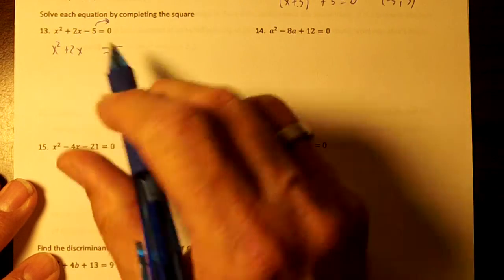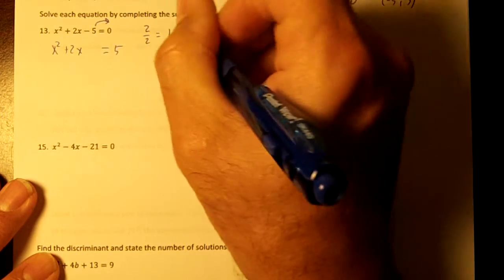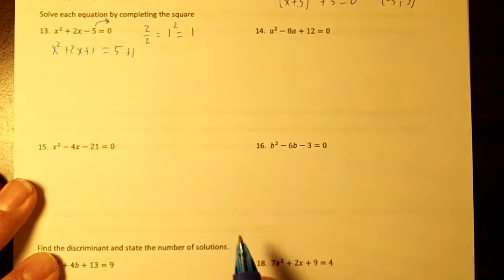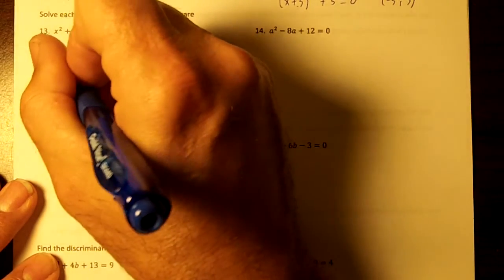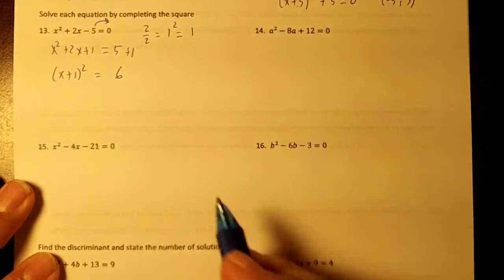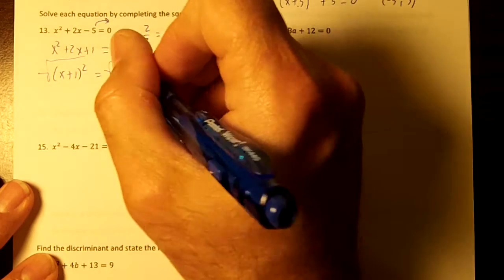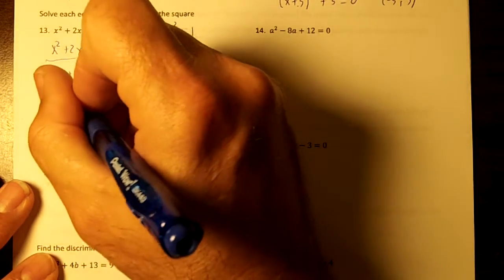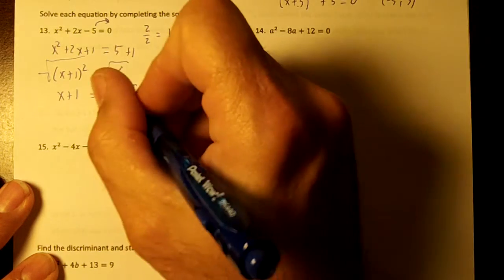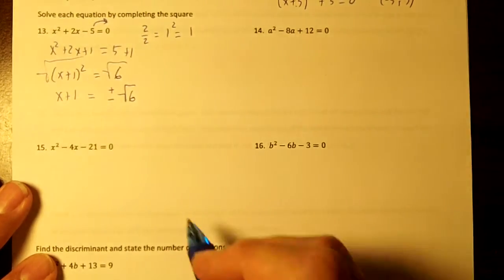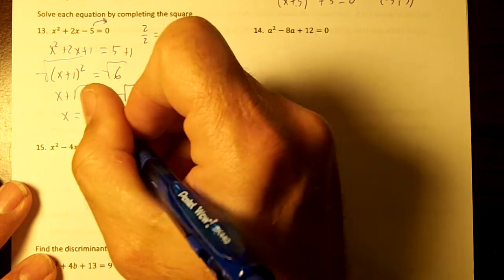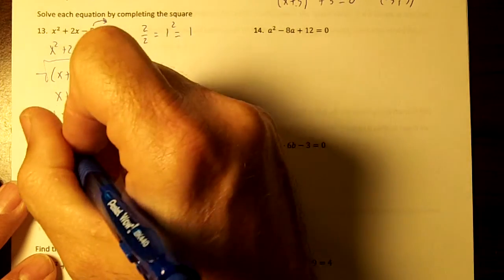Then over here to the side, we're going to divide by 2, get 1, and square that and get 1. So we're going to add 1 to both sides, aren't we? This will factor to x plus 1 squared equals 6. Then you're going to get the square root of both sides, aren't you? The square root of this would be x plus 1, and the square root of 6 is plus or minus. Now then we're going to move the 1 across. We'll get x equals negative 1 plus or minus the square root of 6.